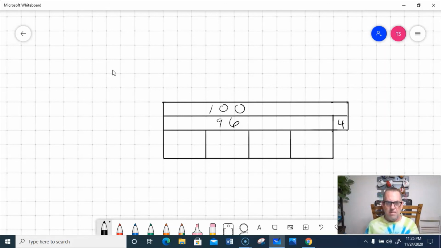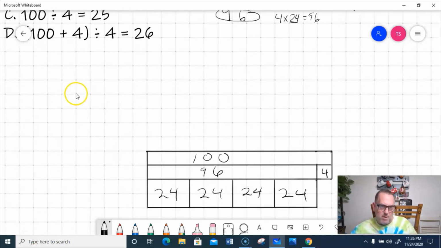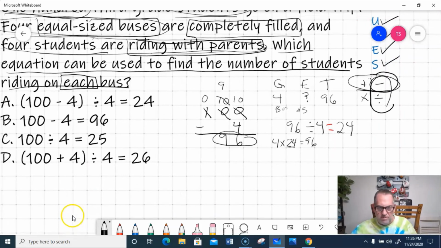Now I know I have 4 equal buses, so we figured if we divided 100, which is really close to 96, by 4, that's 25. If I took away 1 from each one of those, that'd be 24. So there's 24 students on each bus. And this would be an example of a strip diagram, a model for solving that problem up there. So we know there's going to be 24 students on each bus. Let's look back up at our question and make sure we've answered it.